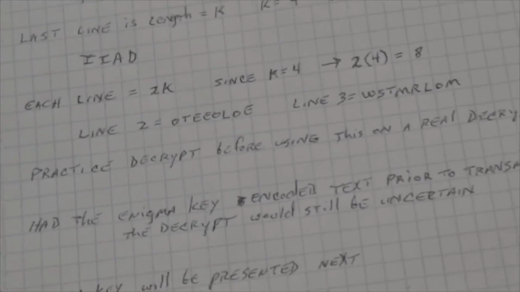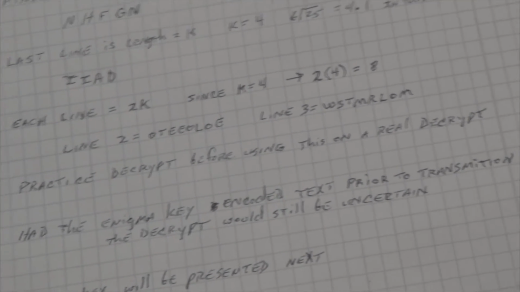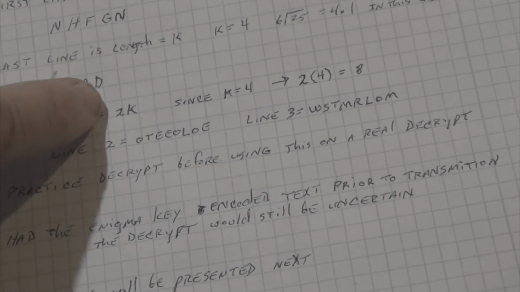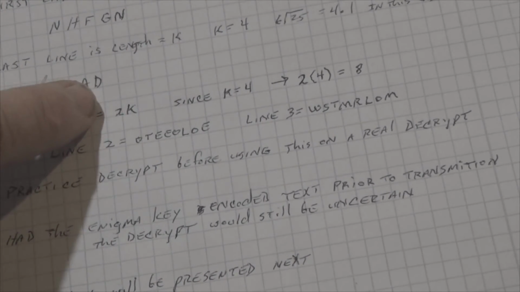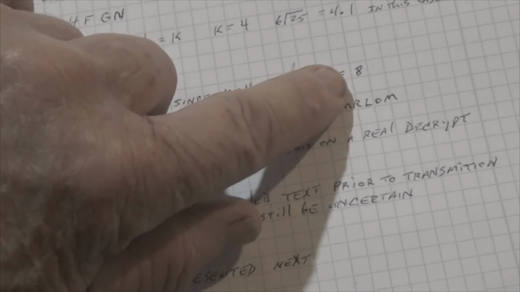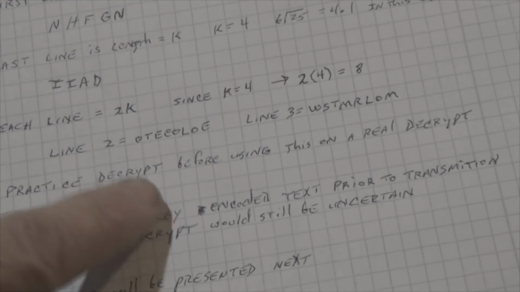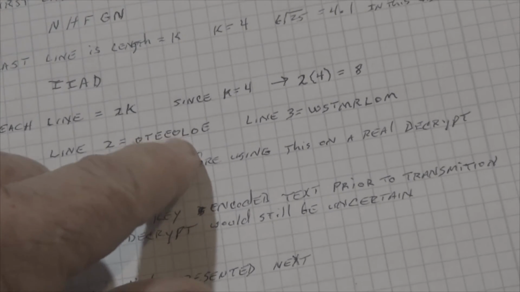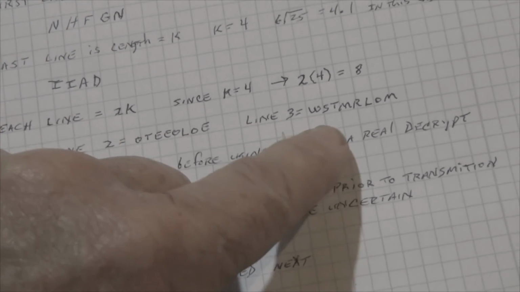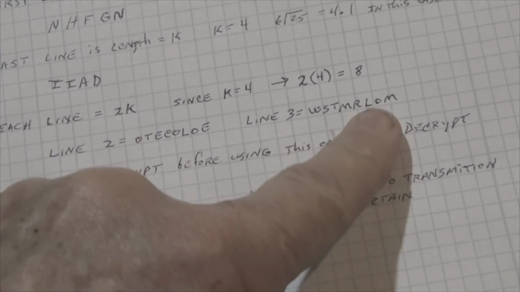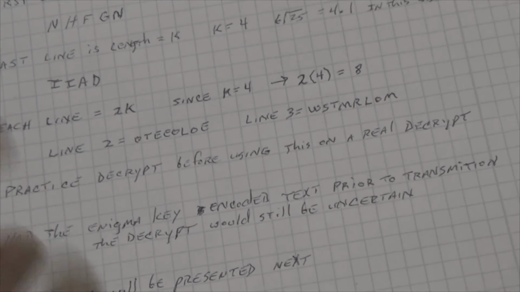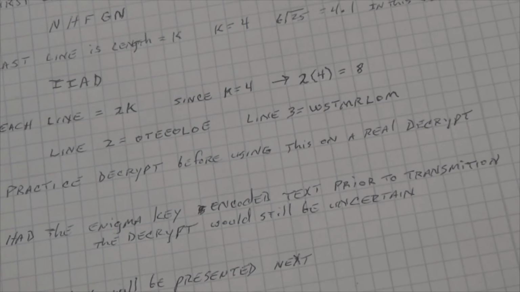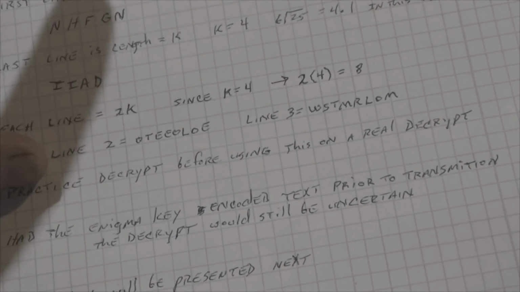Now, each line is going to be 2k. K is 4, right? So it's going to equal 8. So line 2 is going to be OTEEOLOE, and line 3 is going to be this string here. You need to practice these decrypts before you try it for real if you're trying to break an unknown rail cipher, but this will break it.